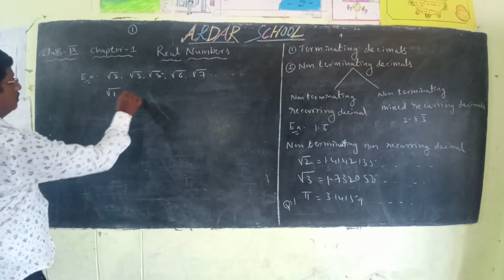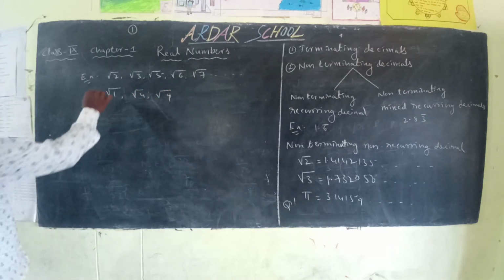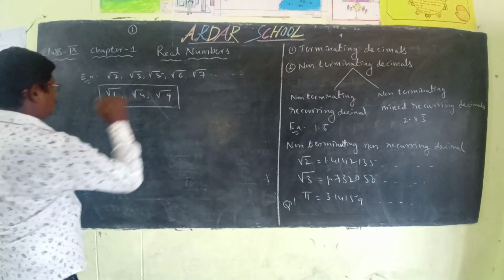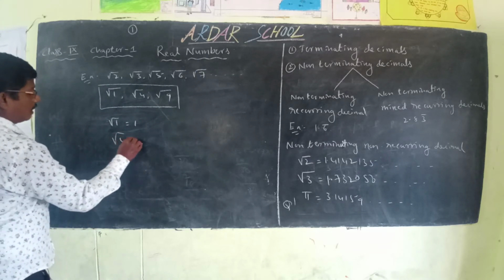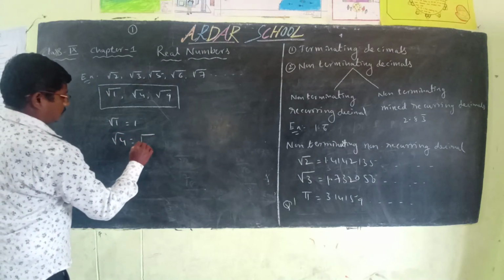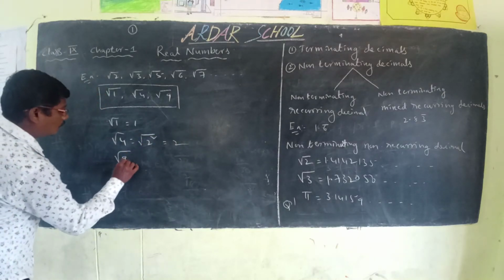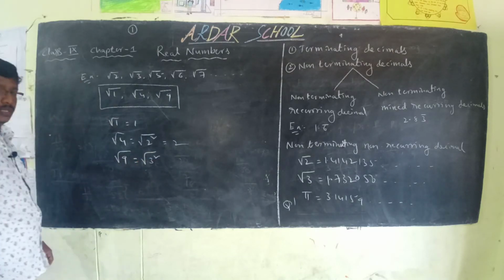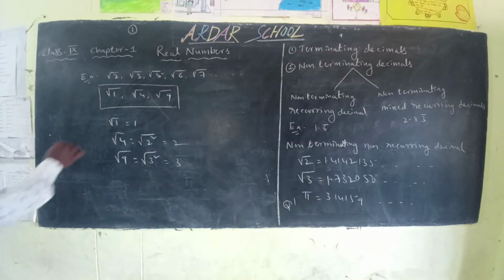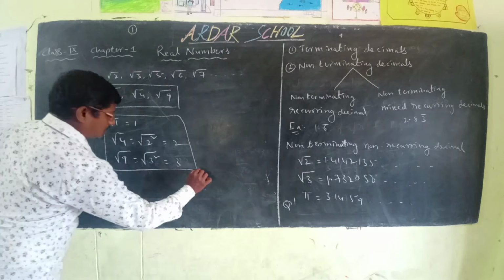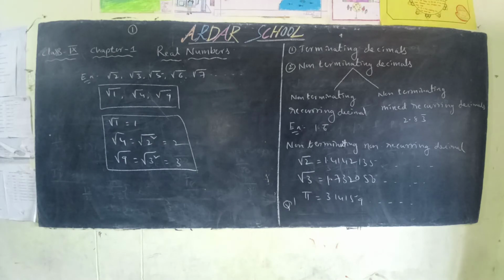Here root 1, root 4, root 9 are not irrational numbers. Why? Because they are rational numbers. The value of root 1 is 1. The value of root 4 can be represented as the square root of 2 square, which is equal to 2. Root 9 is the square root of 3 square, that is 3. So these are rational numbers. Root 2, root 3, root 5, root 6, root 7 are irrational numbers.